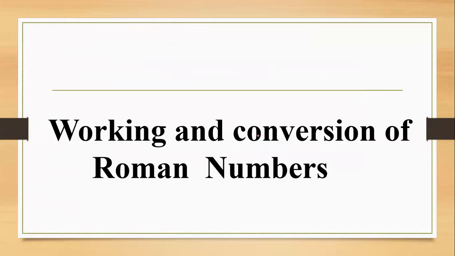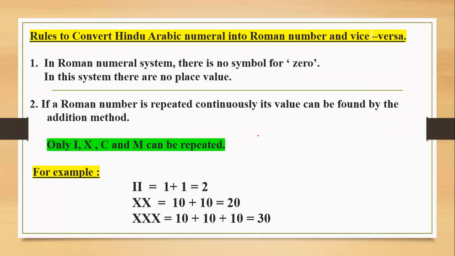Let's see how the Roman number works, and what is the conversion of a Roman number into the Hindu-Arabic system and the Hindu-Arabic system into Roman numerals. So there are some rules to convert Roman numbers into the Hindu-Arabic system and vice versa. As we count the numbers, we see that the counting starts from 0, and there should be a Roman number for 0. But in the Roman numeral system, there is no symbol for 0, so there is no place value.